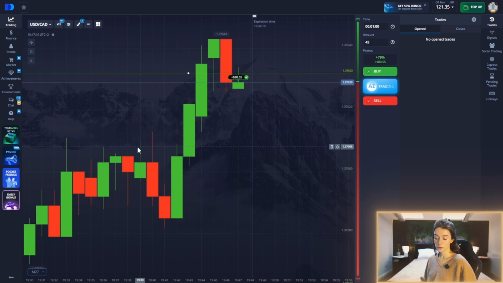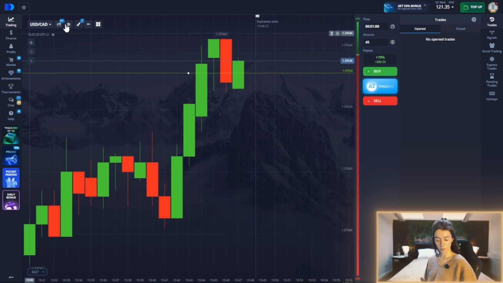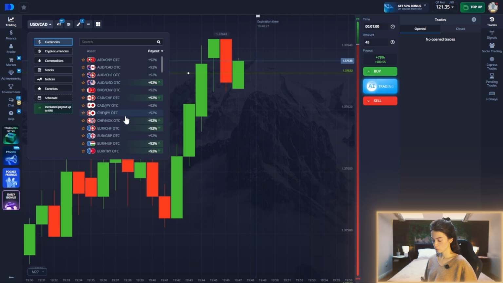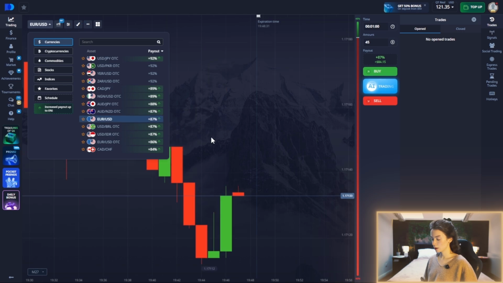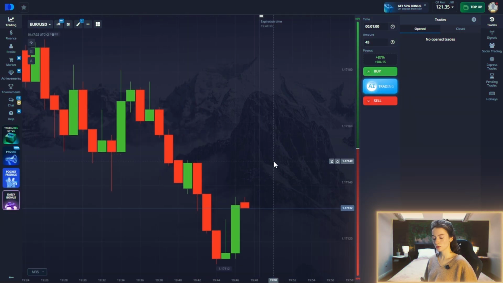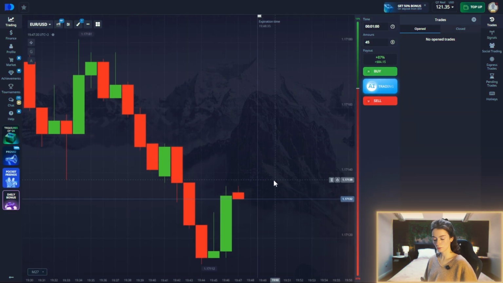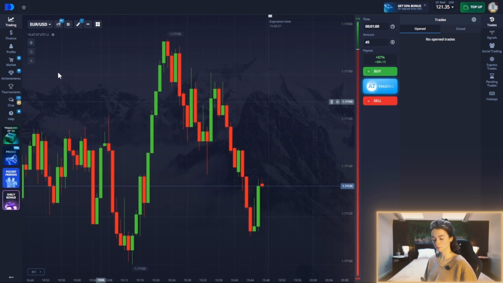Done. As you can see, we already have 121. We still have 2 trades left. Now I think we will switch to another pair. Always choose a pair by payout. I'll take euro-dollar, not OTC, but the regular market.